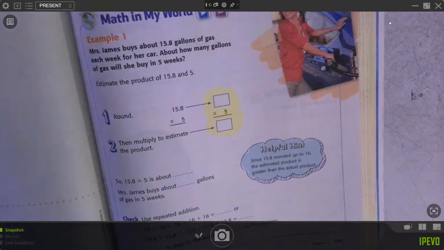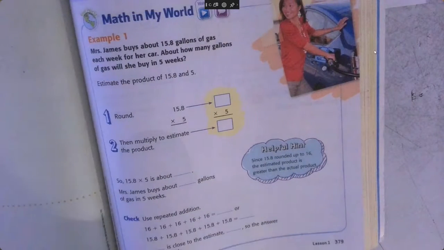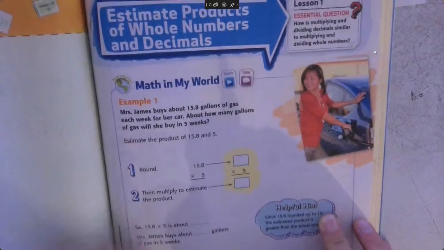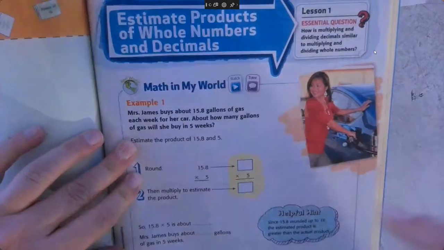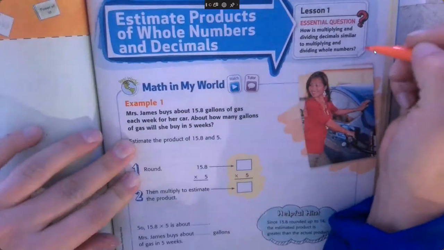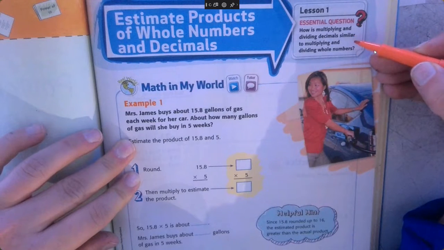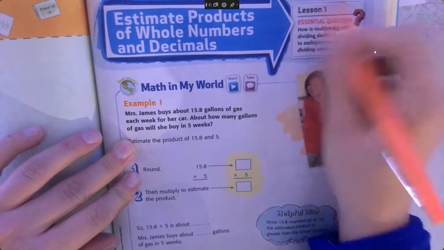Welcome to Chapter 6, Lesson 1. Estimate products of whole numbers and decimals. Our essential question for this chapter will be, how is multiplying and dividing decimals similar to multiplying and dividing whole numbers?